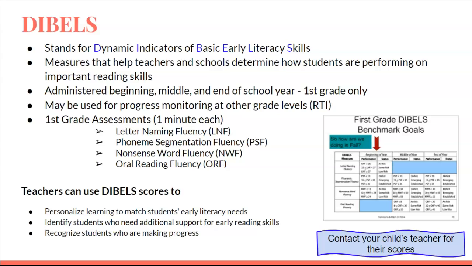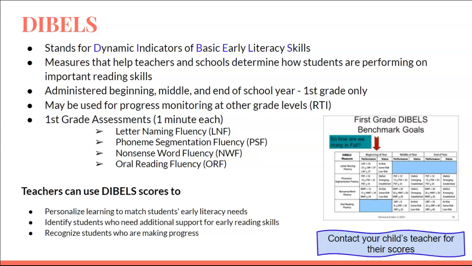1st grade assessments that are administered include letter name and fluency, phoneme segmentation fluency, nonsense word fluency, and an oral reading fluency. Each assessment takes approximately 1 minute to administer, and they are administered one-on-one with a teacher. Teachers will use the scores from DIBELS to help personalize or match the students' literacy needs. It will also help them identify those students who may be needing additional support with their early reading skills.